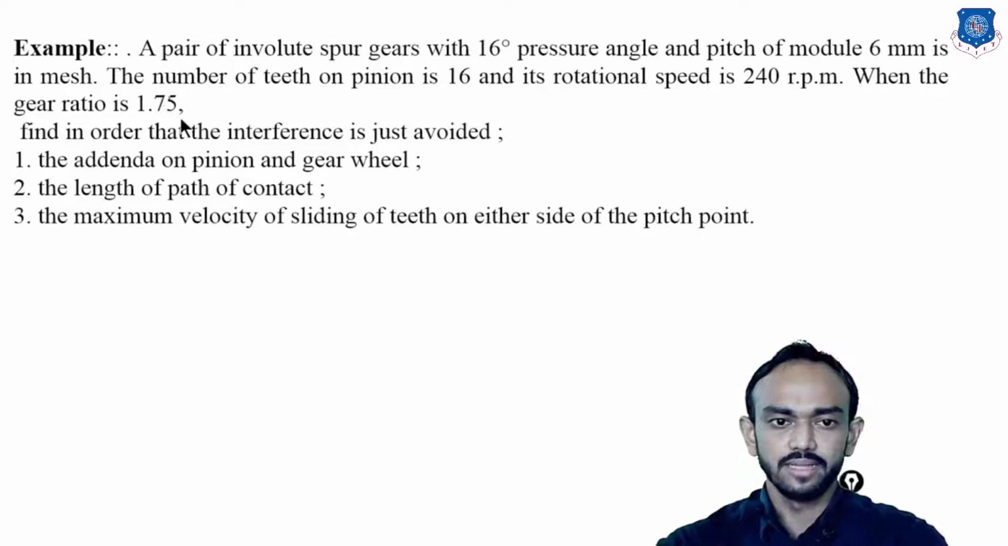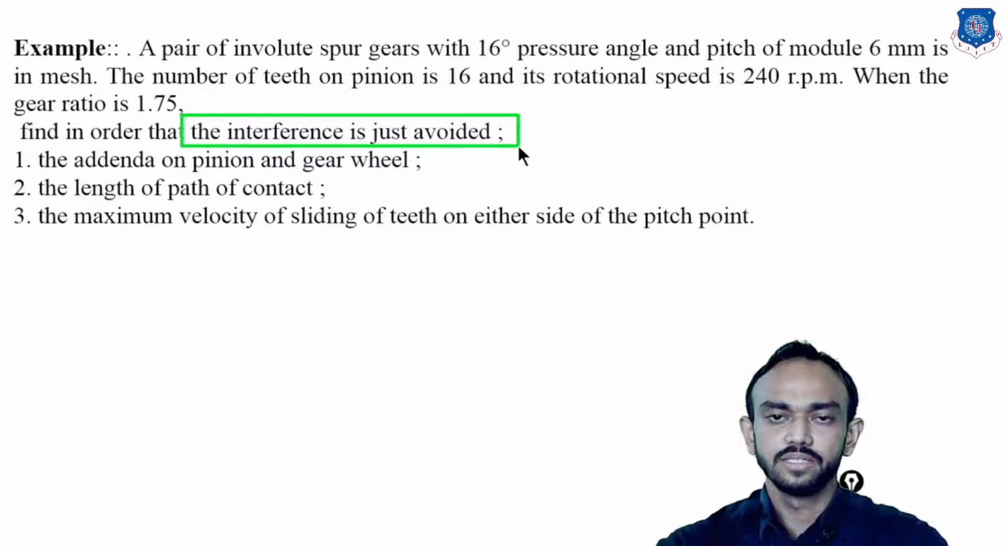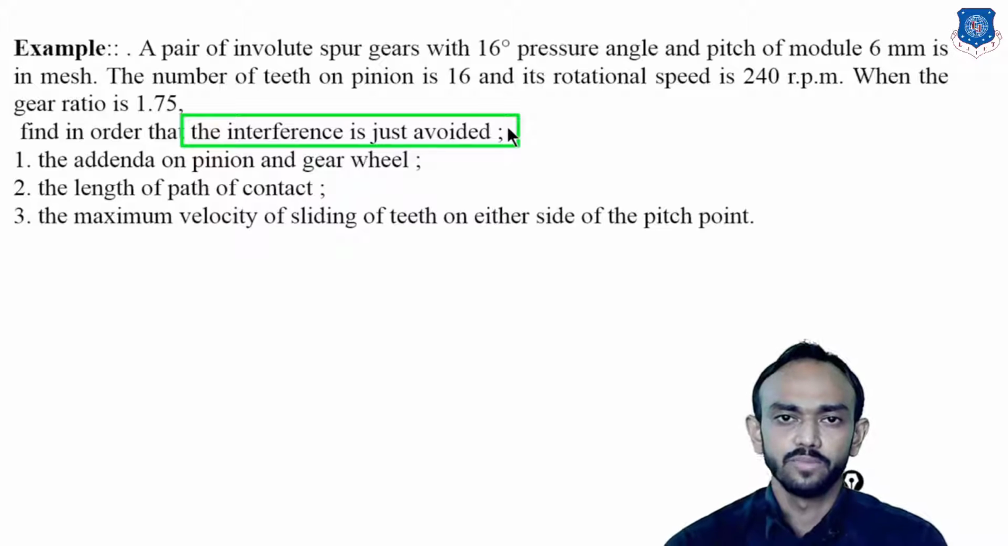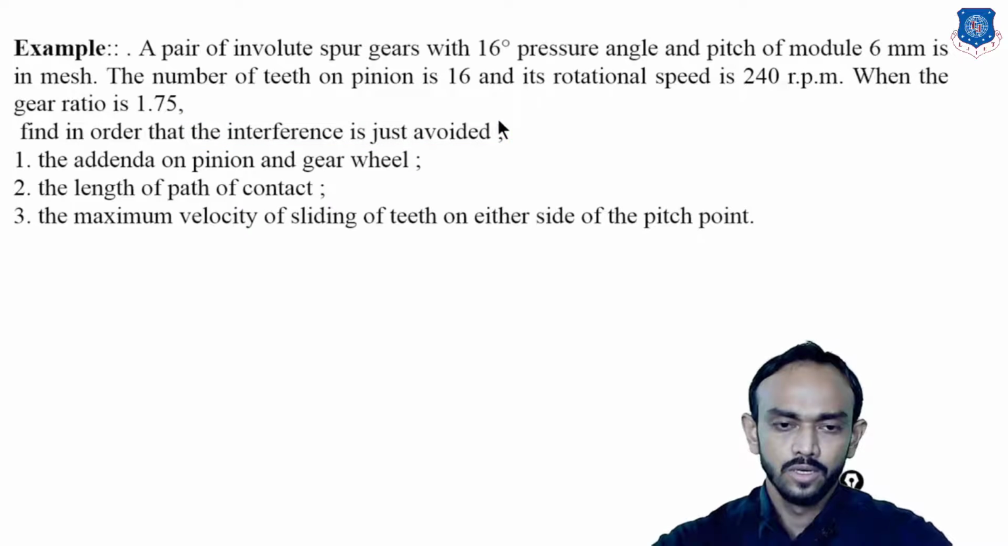First of all, we have to understand that interference is just avoided. It means that we have to use the formula based on the minimum number of teeth to avoid interference, because when interference is just avoided, the length of path of contact will be maximum, and it will not be KL, it will be the M to N points. We have discussed this in our last theory lecture. Okay, let's start.